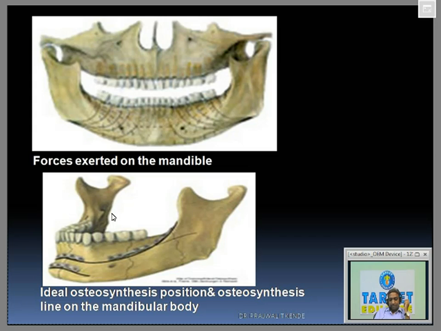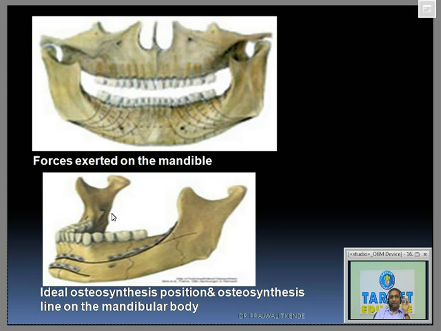Okay, now these two lines he drew, and from the mental foramen there was a single line here, and behind that this line was extending and going up on the external oblique ridge like this. So he suggested that both these forces, compressive as well as tensile, are equal, and if you do the plating on these lines, which are called ideal osteosynthesis lines given by Champy, then there will be no problem in the treatment or healing of that fracture.